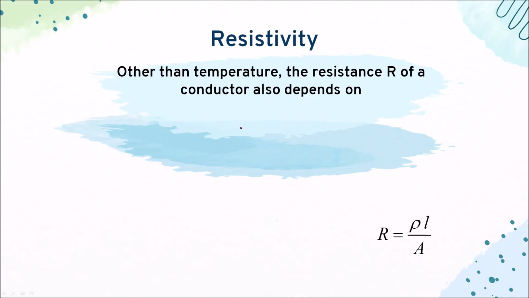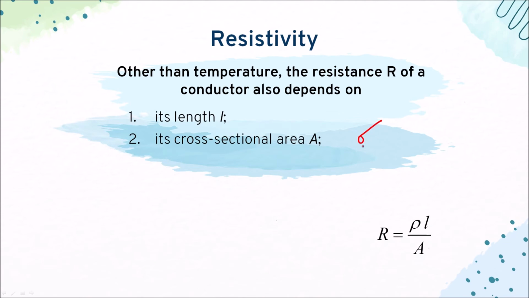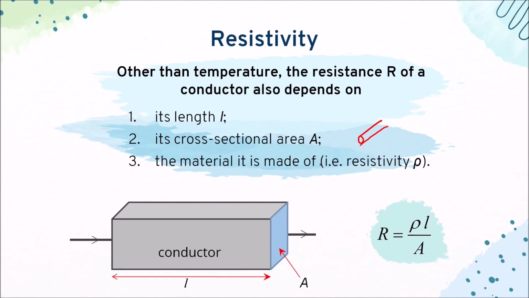In the final part of resistance, we are going to look at something known as the resistivity. Other than temperature, the resistance of a conductor also depends on a few other factors. One is its length. The longer the conductor, the more resistance it has. The cross-sectional area, that means, if I have a wire, how thick or how thin the wire is will affect the resistance as well. And then the resistivity, which depends on the material it is made of.